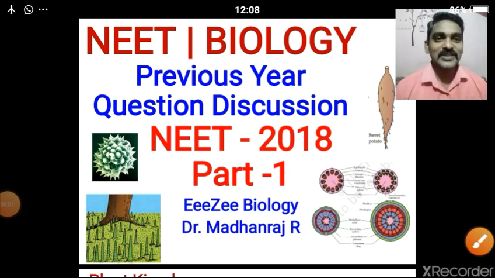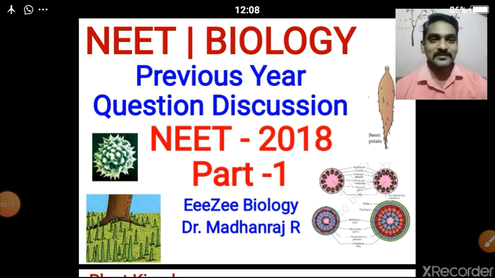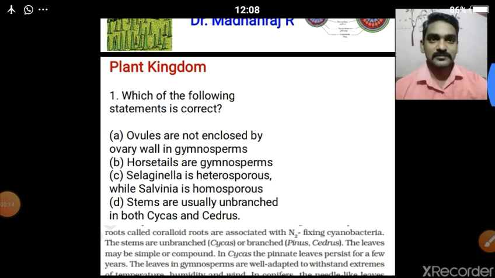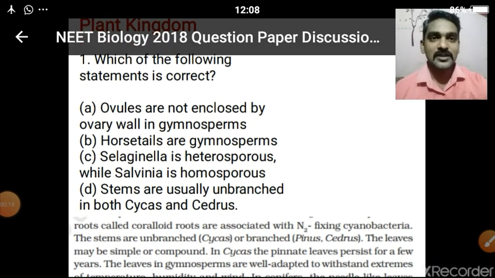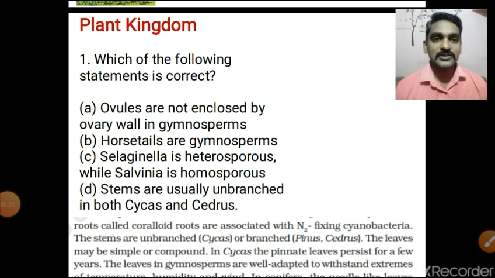So in this session we are going to discuss the question which came in the NEET examination in the year 2018. So let's go into the session. You can see here the first question. This came from the chapter Plant Kingdom. The first question is, which of the following statements is correct?